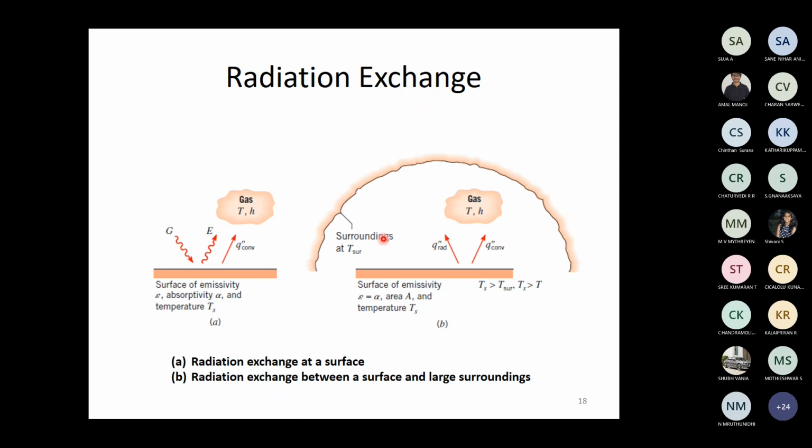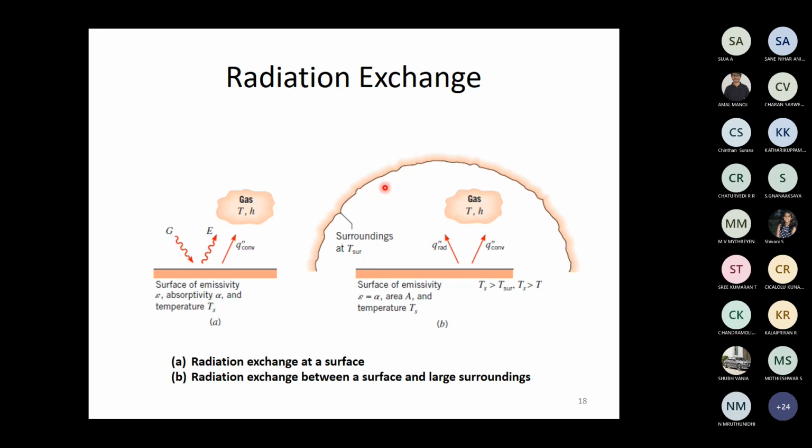Now sometimes the same surface can also be enclosed in some kind of surrounding. For example, there's a hot nuclear reactor inside a building. So that means this hot reactor is a surface and a building forms the surroundings. So in such a case, there will be radiation exchange between the surface and the large surroundings.